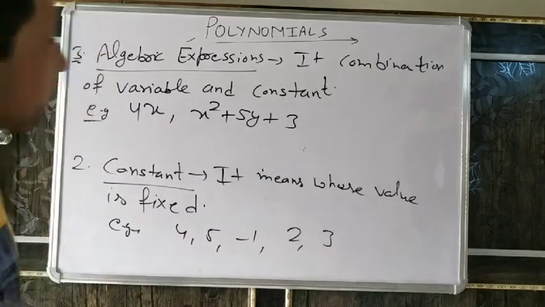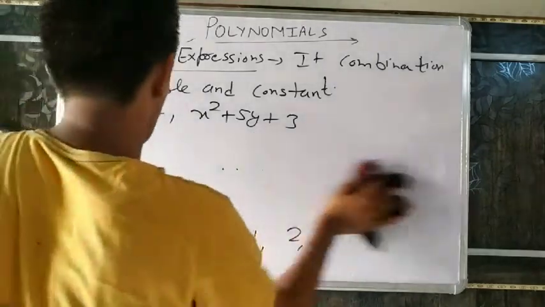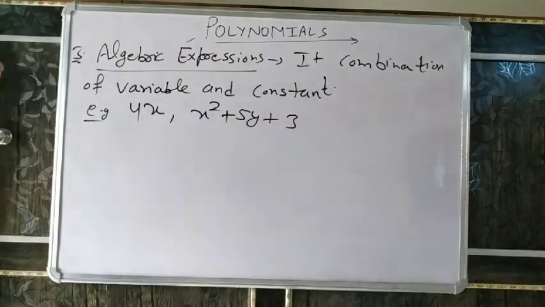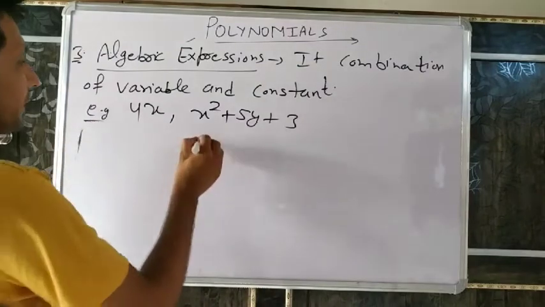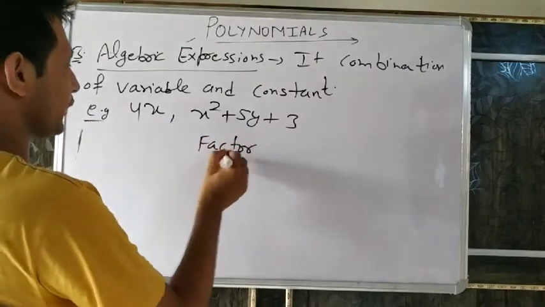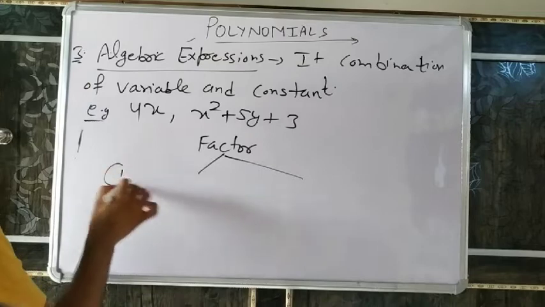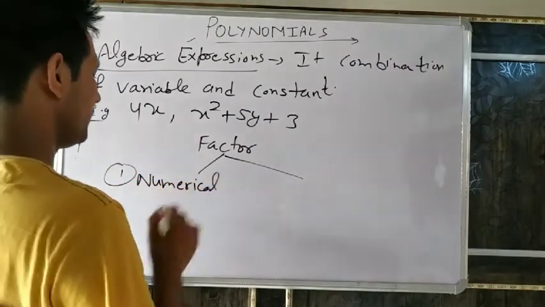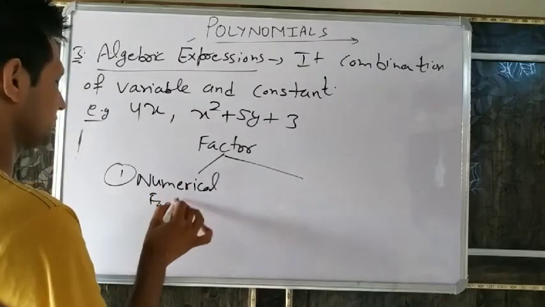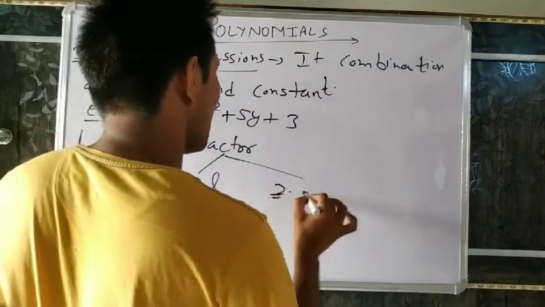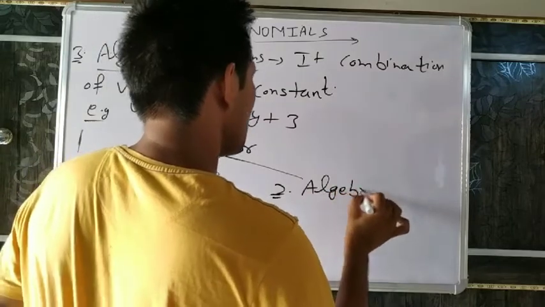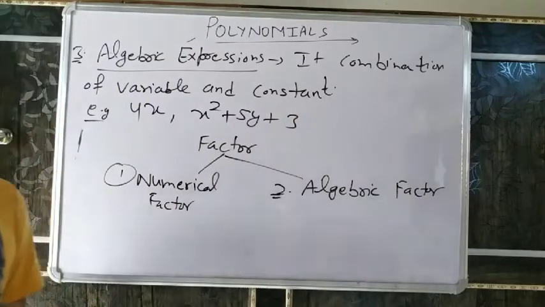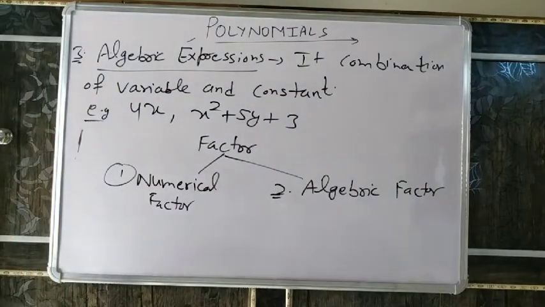Understand? Now after this, some more terms we will understand. What is factor? There are two types of factor. First is numerical factor. Second is algebraic factor. What is algebraic factor?